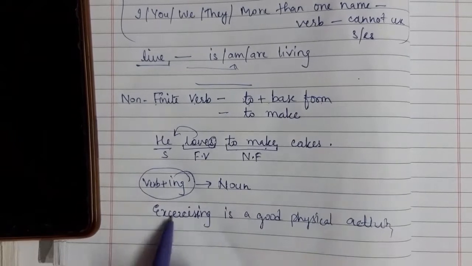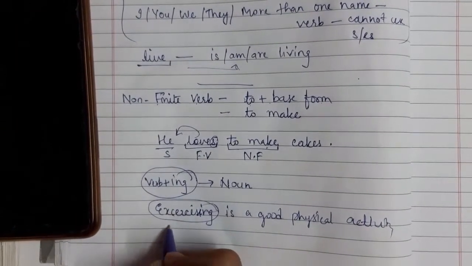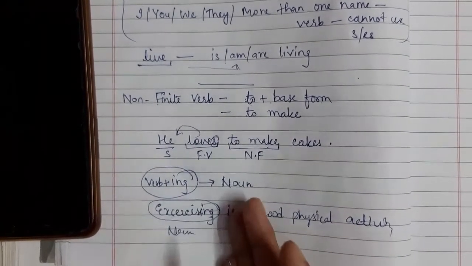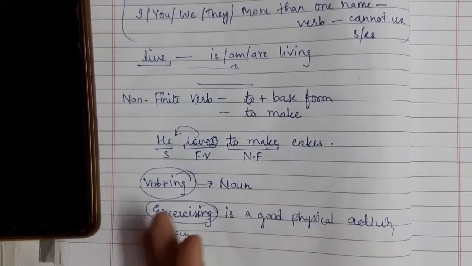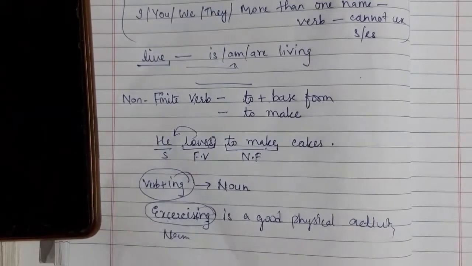Now, exercising is a good physical activity. Now, this is a noun. This is a noun means this is the subject of the sentence. A verb cannot be a subject of a sentence. A noun can be a subject of a sentence.